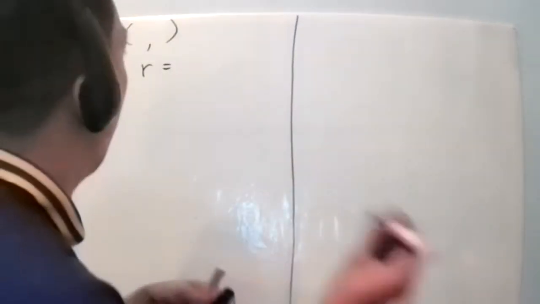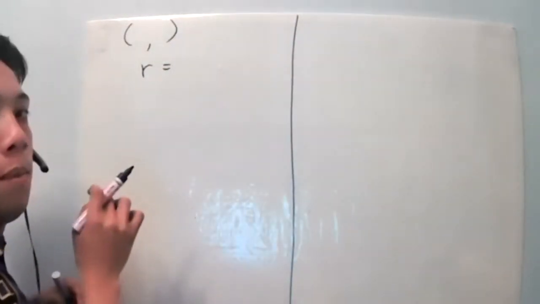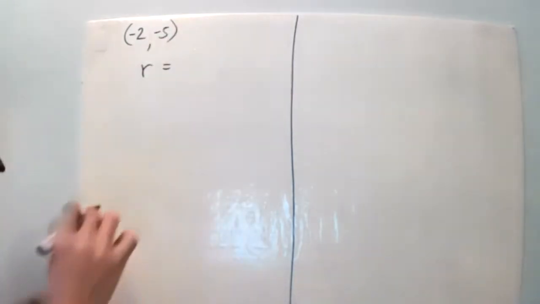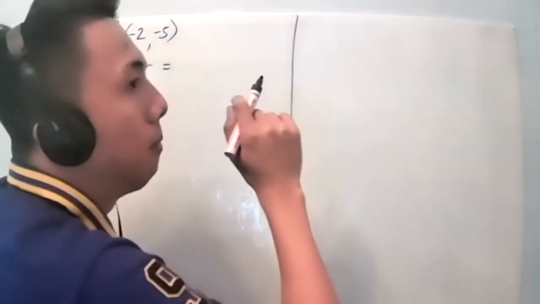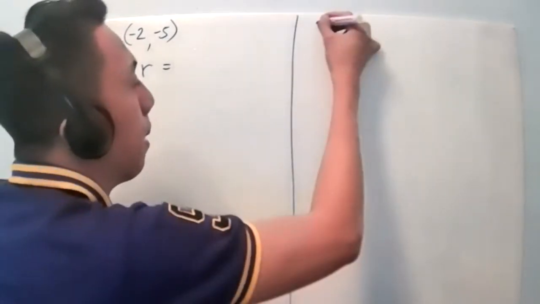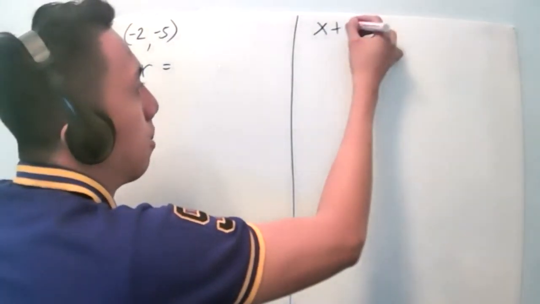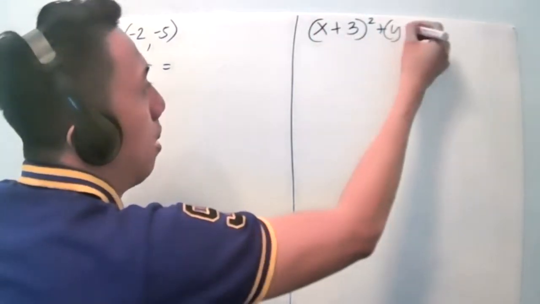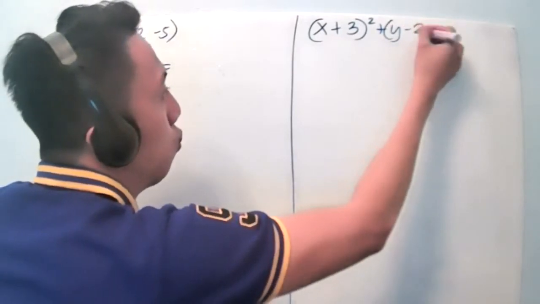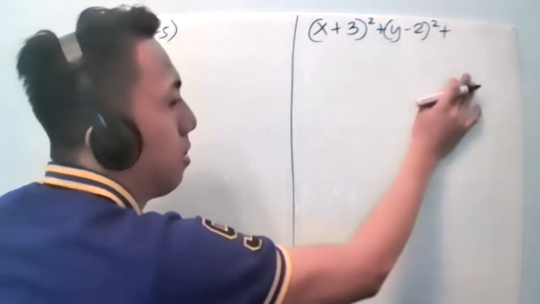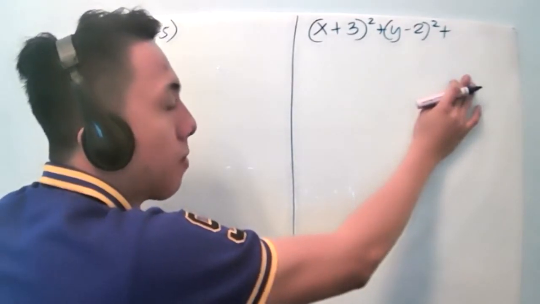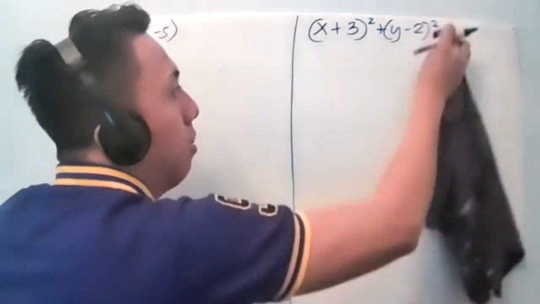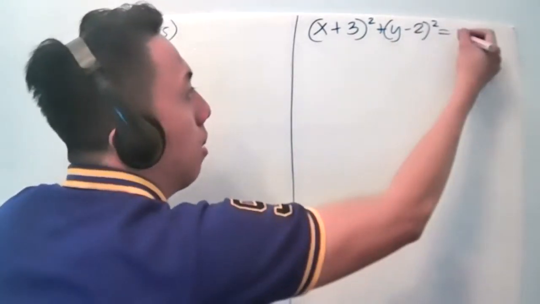Okay. So dito siguro ang gagamitin ko ay -2 and -5. Ito naman, ang ating mga given ay (x + 3) squared + (y - 2) squared, hindi pala plus, equals 144.